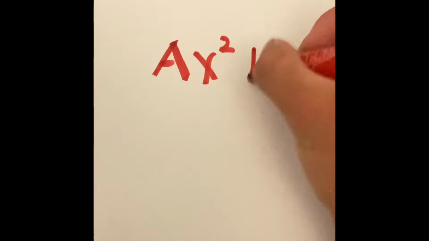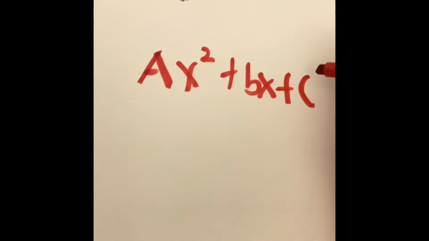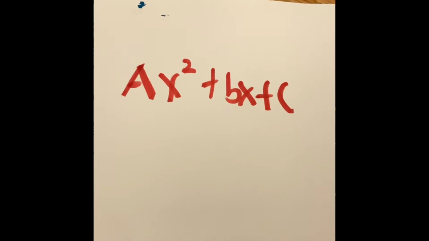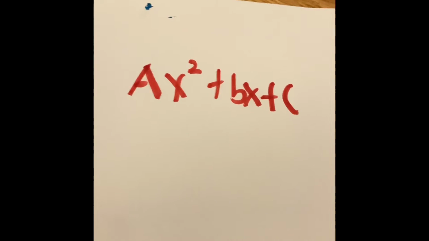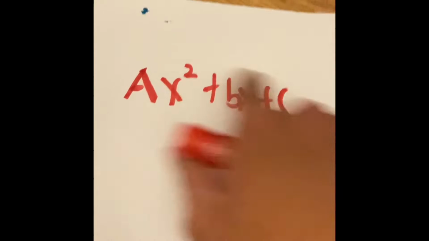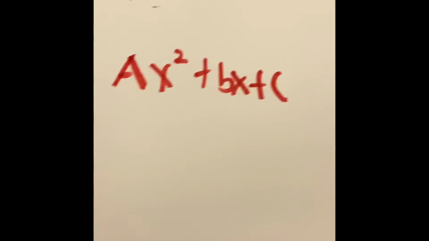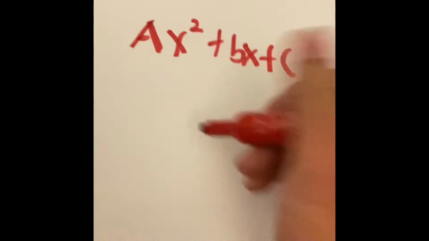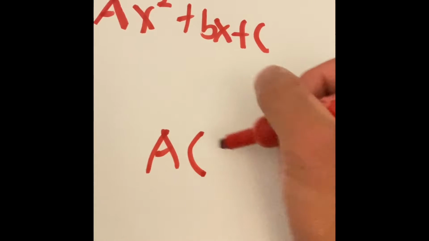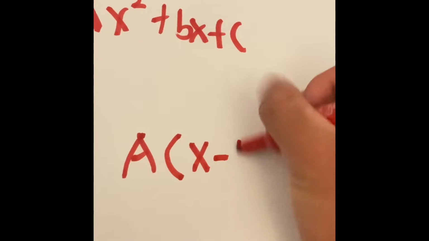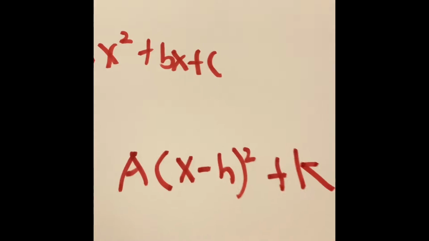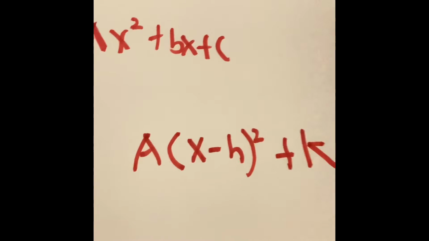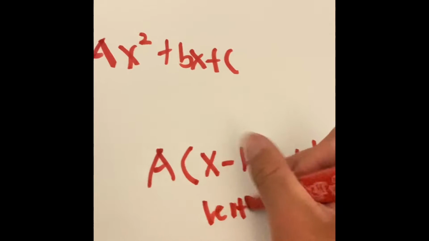ax^2 + bx + c. This is called quadratic standard form, because this is the most common form when you look at quadratic trinomials. These happen the most, but the one you just saw is a bit different. We are going to be learning today that it is a(x - h)^2 + k. And this formula is called the vertex form.